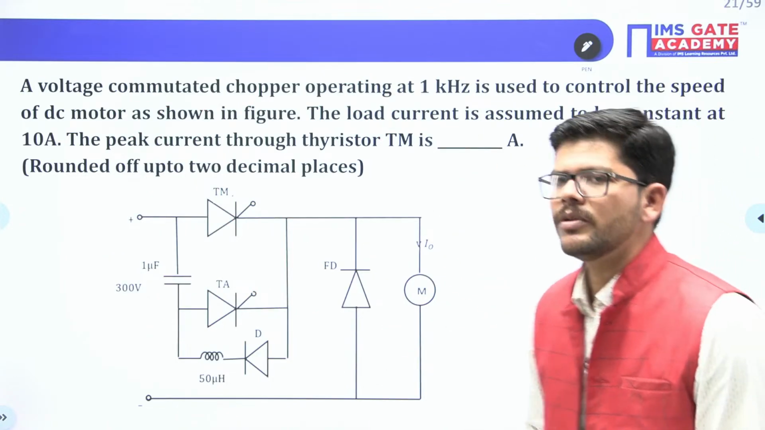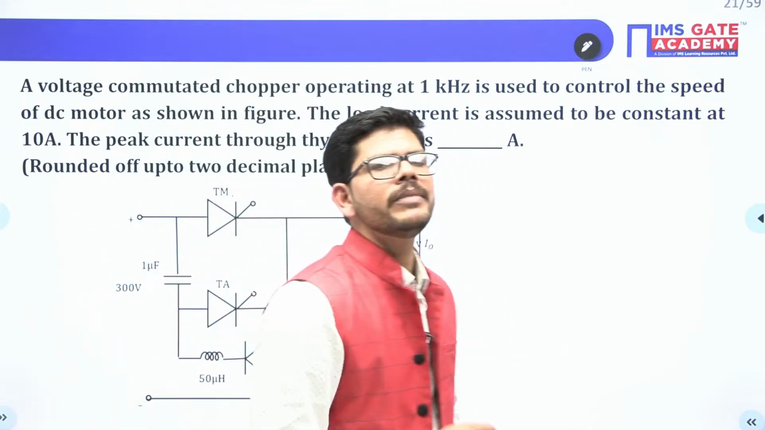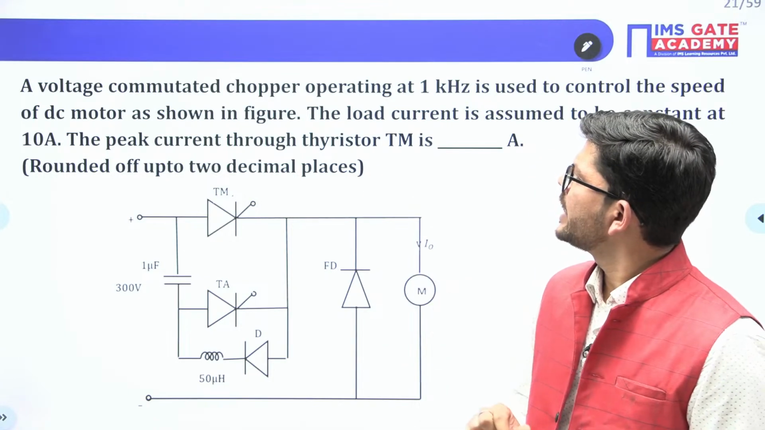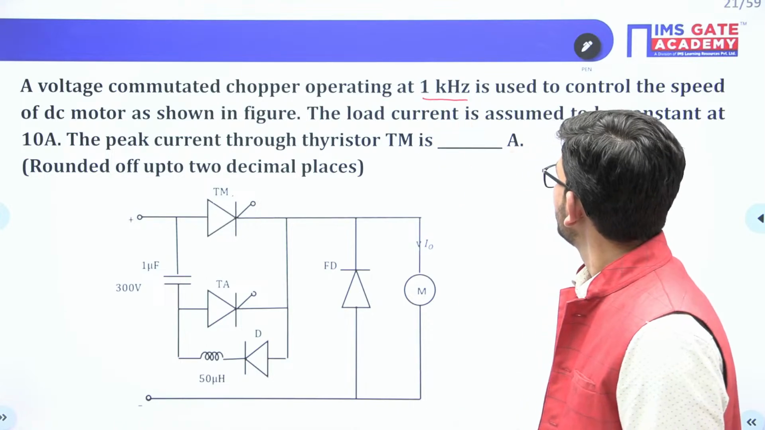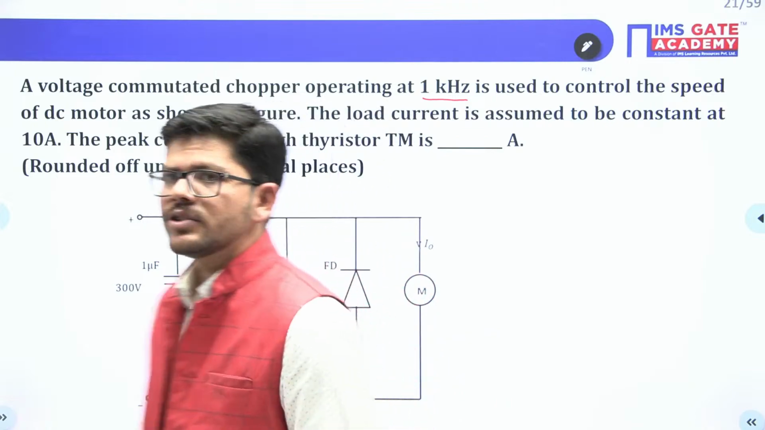Now, in continuation, let me take another problem. Now see this problem. The last problem was related to the current commutation circuit. Now this problem is related to the voltage commutation circuit. So a voltage commutated chopper operating at 1 kilohertz, the frequency is given to us, is used to control the speed of a DC motor, as we can show here.